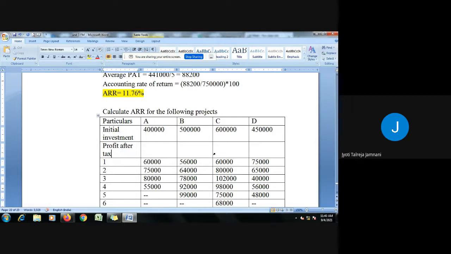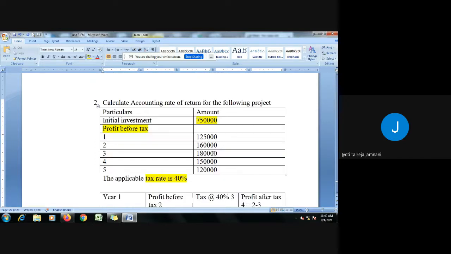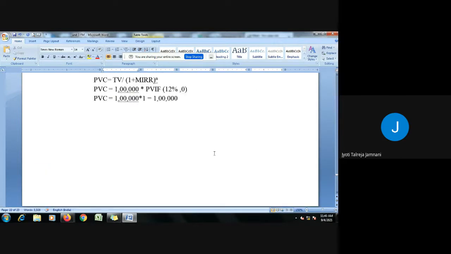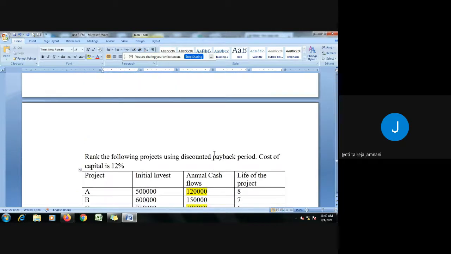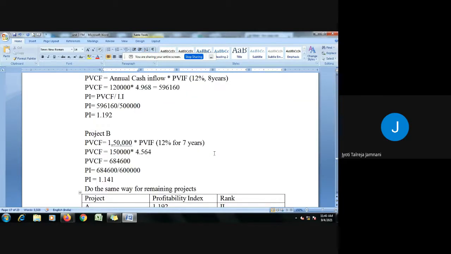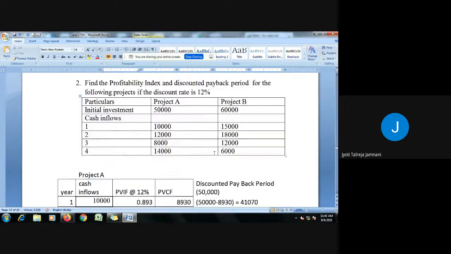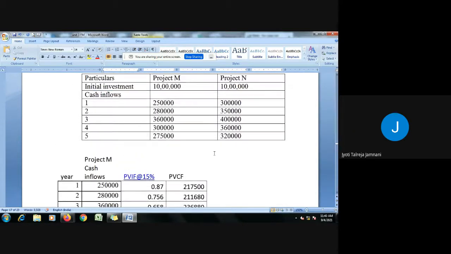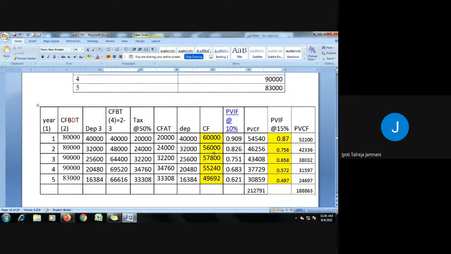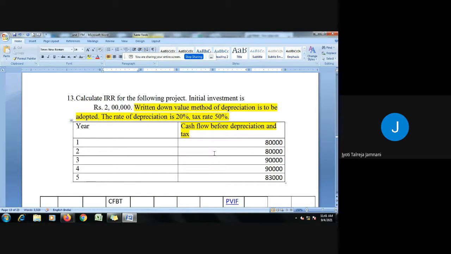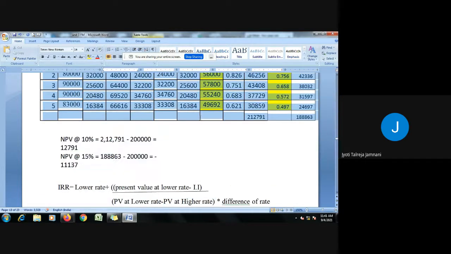Okay. So let me also explain you by looking at one of the previous sums. Let's just go to a sum where we have found out the cash flows. Just give me 1 second. Yes, this is the problem. Let me just copy it and redo it for you with ARR.